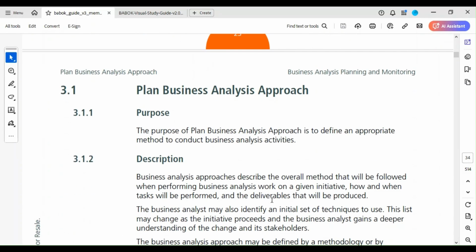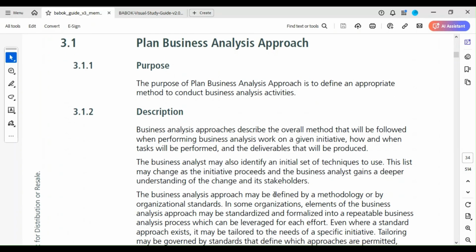So let's move on. Plan business analysis approach.